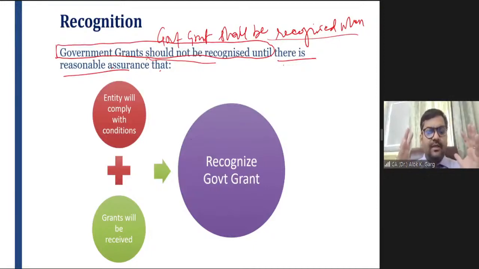Have you understood this? So receipt is not important. If the money has been received, still the grant will not be recognized. If the money has not been received, still the grant can be recognized. The two conditions will be there. First, the entity will comply with the condition. Second, it is reasonably certain that the grant will be received.